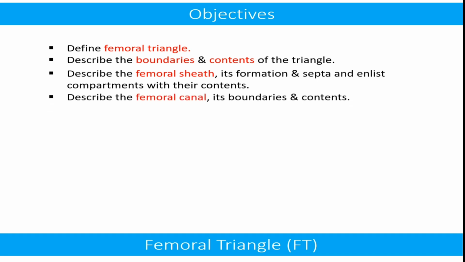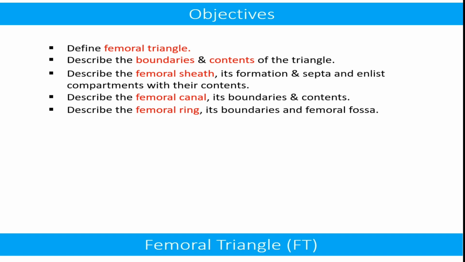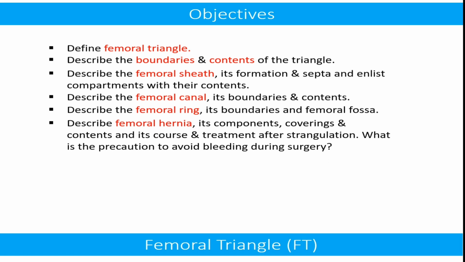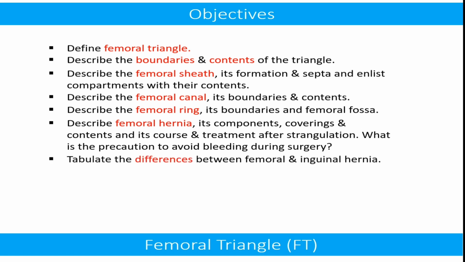Describe the femoral canal, its boundaries and contents. Describe the femoral ring, its boundaries and femoral fossa. Describe the femoral hernia, its components, coverings and contents, and its course. And treatment after strangulation. What is the precaution to avoid bleeding during surgery on this type of hernia? Tabulate the differences between femoral and inguinal hernia.